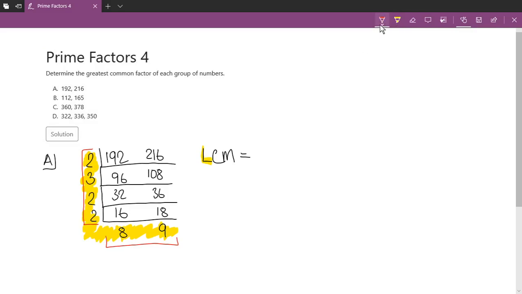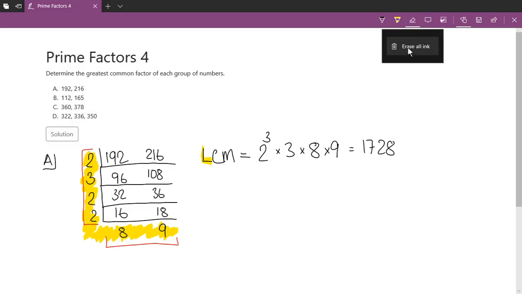So we take all of those numbers, and we can shorten this a little bit. Instead of writing them all out, we can start with 2. There are 3 2's we're multiplying, so it's going to be 2 cubed times 3, a single 3, times 8 times 9. And that's going to be 1,728 as the lowest common multiple for A. Okay.